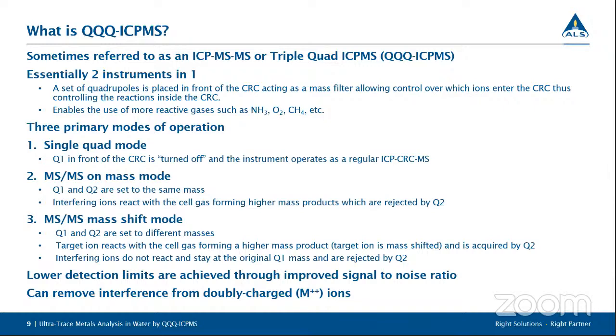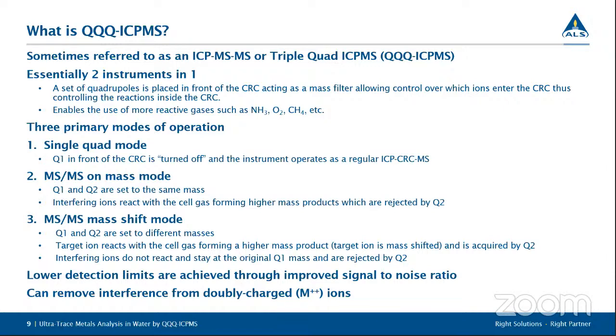The second is the MS/MS on mass mode. In this mode, your Q1 and Q2 are set to the same mass. And then the interfering ions will react with the gas in the cell and form a higher mass product, which is then rejected by Q2. And then there is an MS/MS mass shift mode, where Q1 and Q2 are set to different masses.